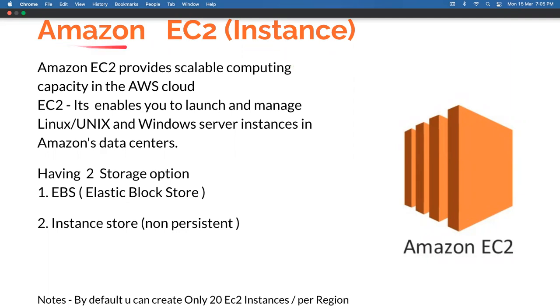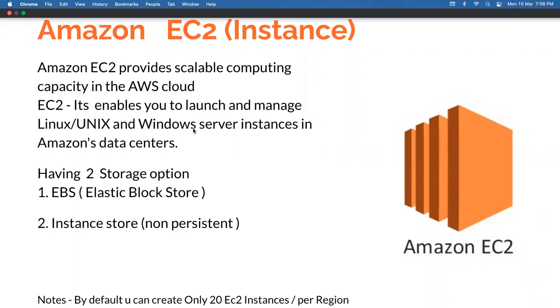So Amazon EC2, or the instance, is like a virtual server. Amazon EC2 is a service of Amazon that provides scalable computing capacity in the AWS cloud, and it enables you to launch and manage Linux, Unix, and Windows server instances in Amazon data centers. We can launch our Amazon EC2 machines in multiple different locations, different availability zones.